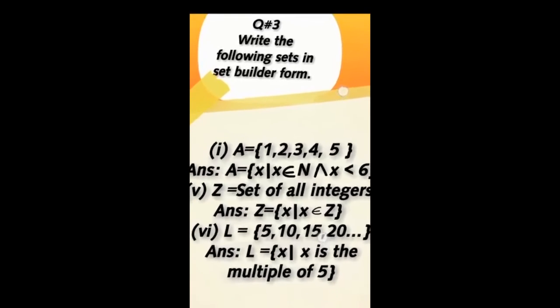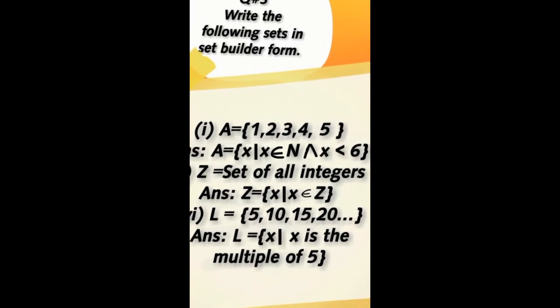First part of the question is 1, 2, 3, 4, 5. Set A equals 1, 2, 3, 4, 5. Dear students, these are the natural numbers, and which natural numbers, which are less than 6. So its set builder form will be A equals x such that x are the natural numbers, and x < 6. This is the set builder form of set A.